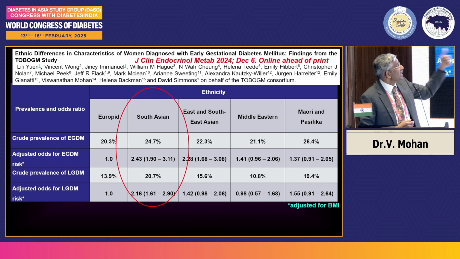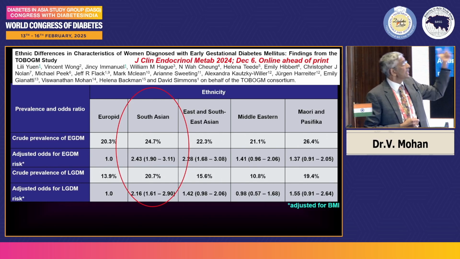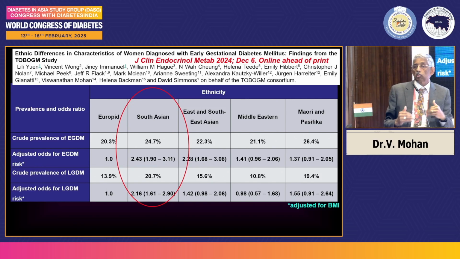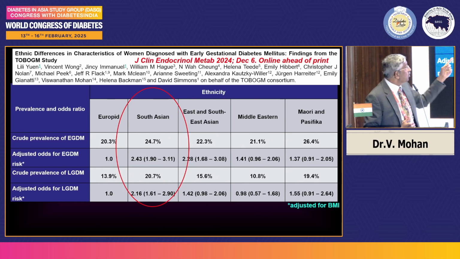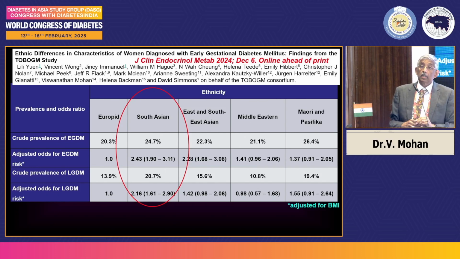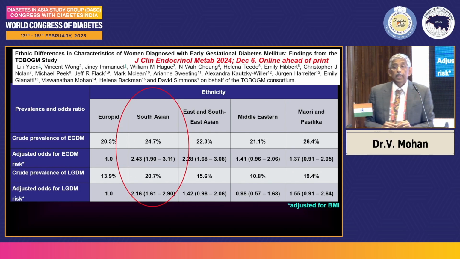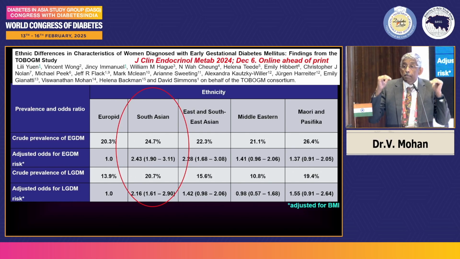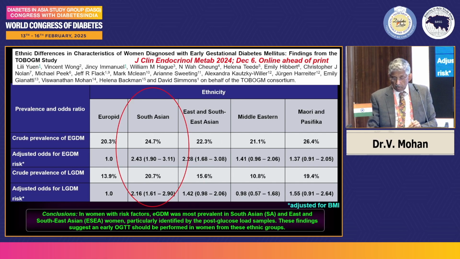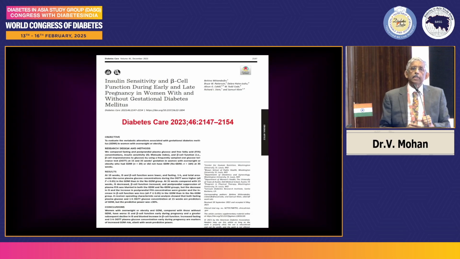If you look at South Asians, compare them with Southeast Asians, East Asians, Middle Eastern, Maori, and the reference group is a white European population. So we are 2.43 times higher, and we have the highest risk. And this is not just Indians in India, it's Indians in Australia as well, South Asians, of course Bangladeshis and Pakistanis would have been included as well. So this message about early GDM is most relevant to us, and therefore we are the ones who should be screening for this.